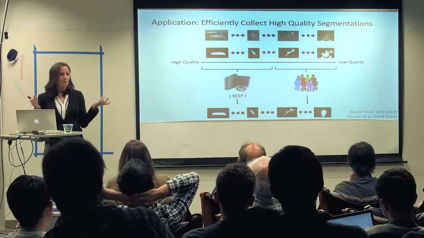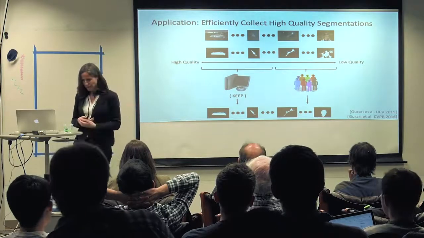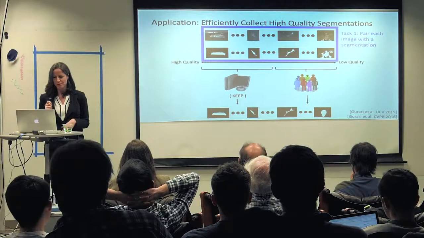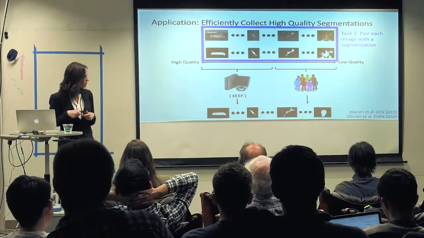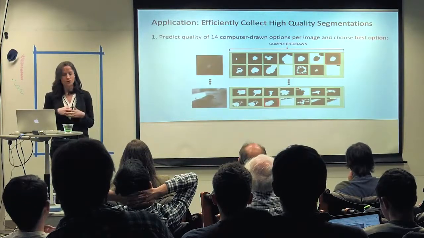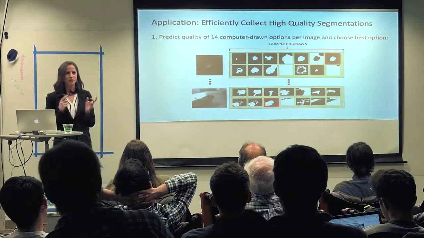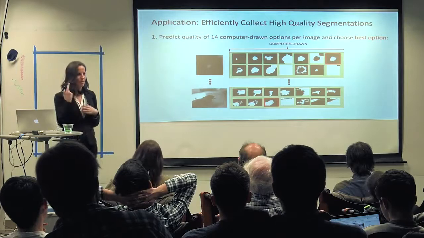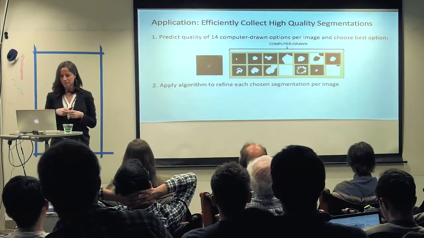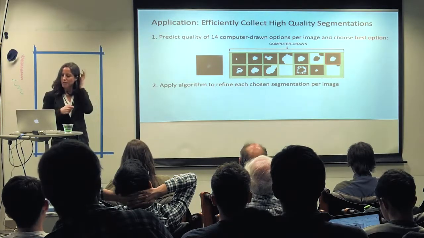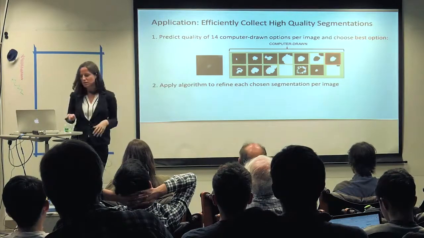With that in place, we turn back to thinking about the user. How do we help the user be more efficient in collecting segmentations? So this is the pipeline, diving through the steps. The first step is to pair each image with a segmentation. To do that, we first took each image, produced 14 computer-drawn options, used our prediction module to predict the quality of each one, and then we kept the best one, shown highlighted in red for each image. Next, we applied an algorithm to refine each chosen segmentation per image. We use that as a coarse initialization.